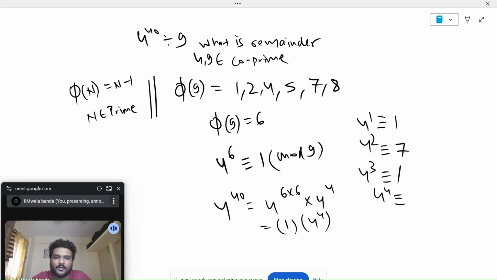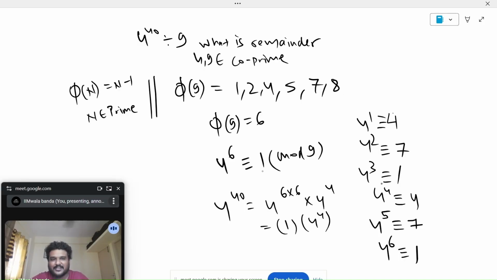4 to the power 4. I would have stopped here because I know that it's going to be 1, 7, 1, 7 and so on. But let's do it. 4 to the power 4. Again, 1 into 4. So, sorry, it's not like that. It's 4, 7, 1, and then again I'm getting 4. 4 to the power 5, again 16, which will give me 7. 4 to the power 6, 7 into 4, 28, which will give me 1. So it's 4, 7, 1, 4, 7, 1.